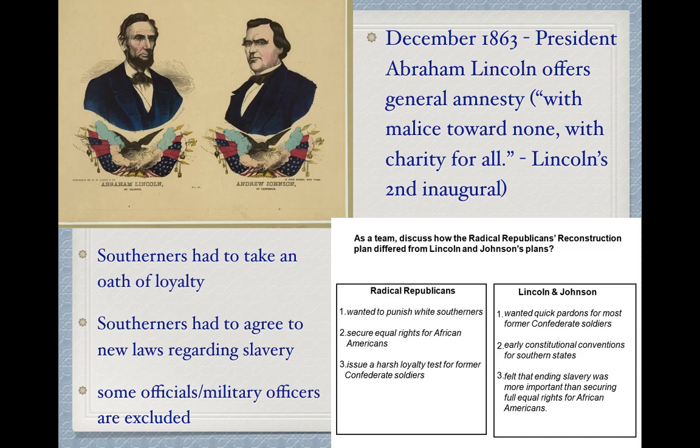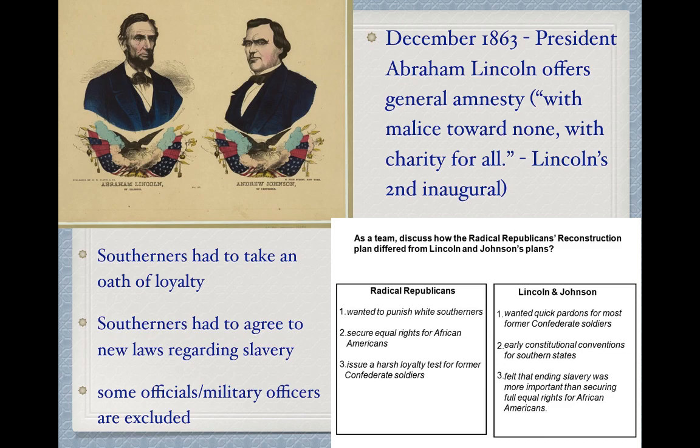And he's very interesting because he is a sort of compromise candidate, a Southerner who wanted to remain loyal to the Union. And so once he becomes president, you have a Southerner as president whose Reconstruction plan will be a bit more lenient to his Southern brethren, so to speak.